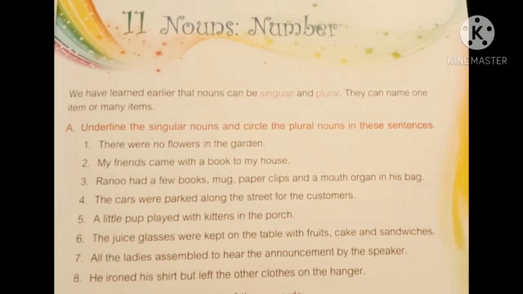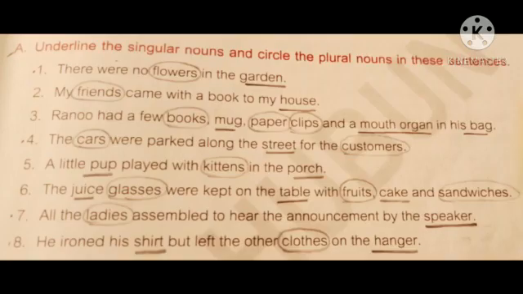Singular nouns means only one thing or one item. Plural nouns means more than one thing or more than one item. Okay, let us move to A main. Underline the singular nouns and circle the plural nouns in these sentences.